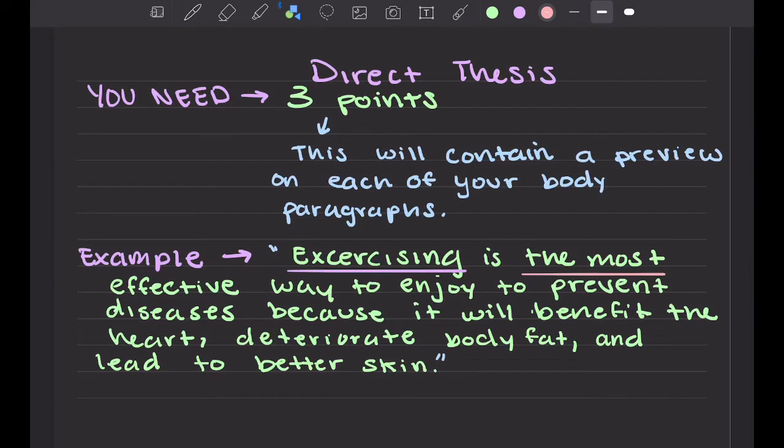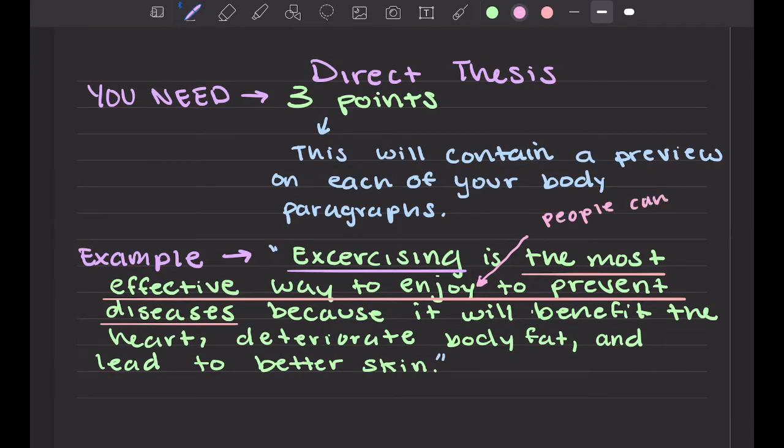Remember that when you're writing your thesis statement, you're also answering your prompt. So in the case of this example, the prompt might have gone something like this. What is the most effective way to prevent diseases? And the person chose to answer with, exercising is the most effective way to prevent diseases.